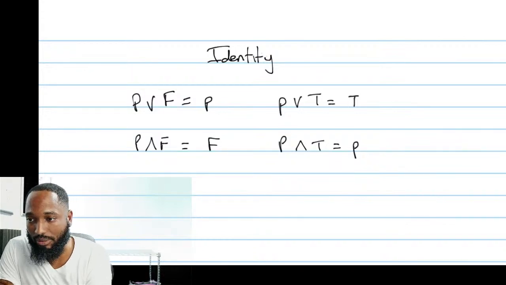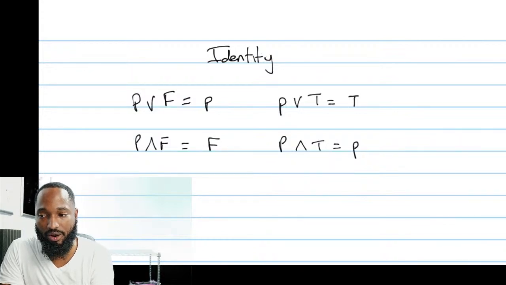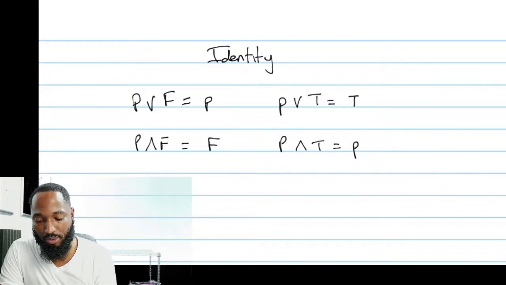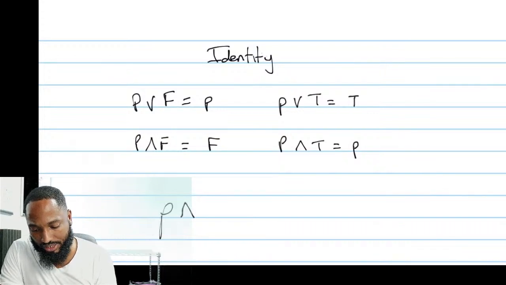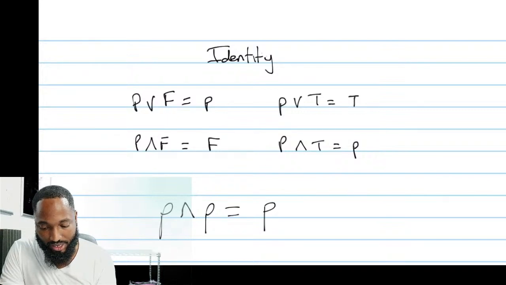Oh, this thing just never stopped. The identities. Once again, this is another obvious one, just like the idempotent. Remember what the idempotent is again? P and P is always P, P or P is always P, because it's just ridiculous.